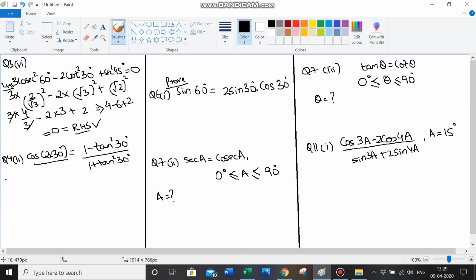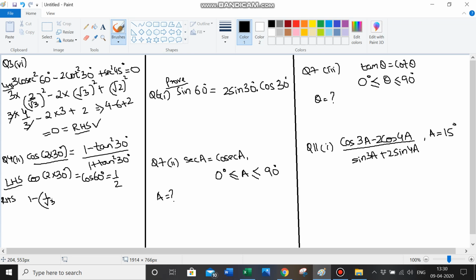Question 4, part 2 has left hand side equal to cos 2 into 30 degree, which is equal to cos 60 degree, and cos 60 degree is equal to half. Now let's see if right hand side is also the same. Right hand side is 1 minus tan square 30. Tan 30 is 1 upon root 3.